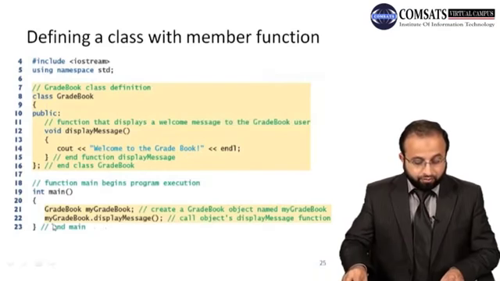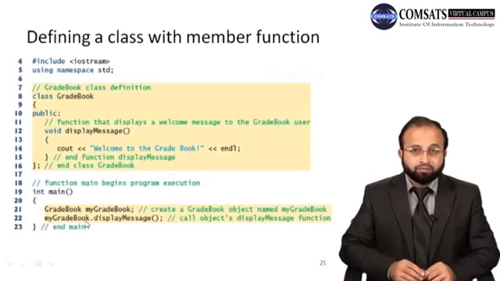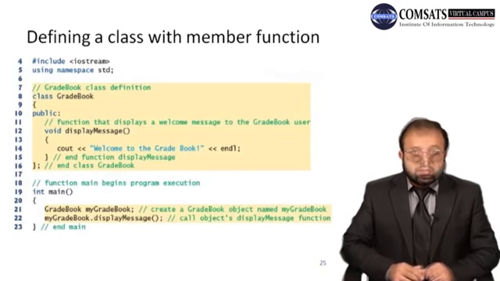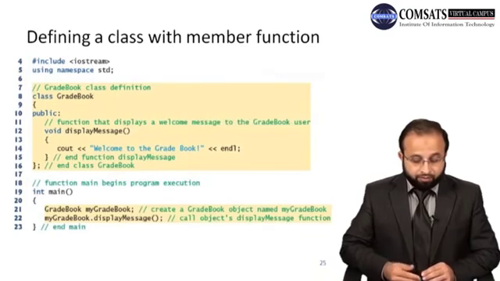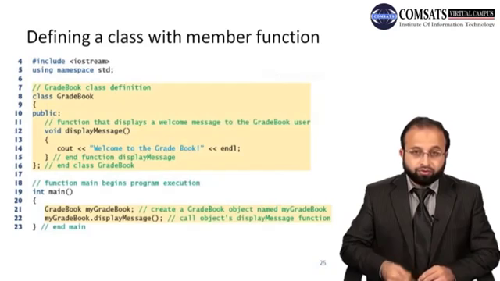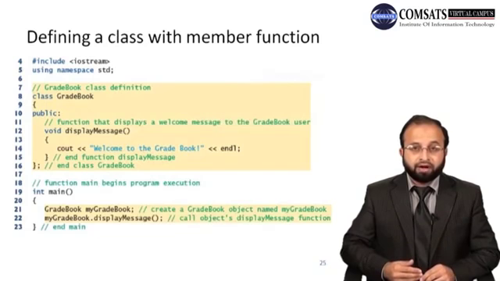So my gradbook is an object. You can have multiple objects and you can call display message with all of those objects: my gradbook 1, my gradbook 2, my gradbook 3, and then my gradbook 1 dot display message, my gradbook 2 dot display message, my gradbook 3 dot display message. Every time you get the same thing, that is, welcome to the gradbook.